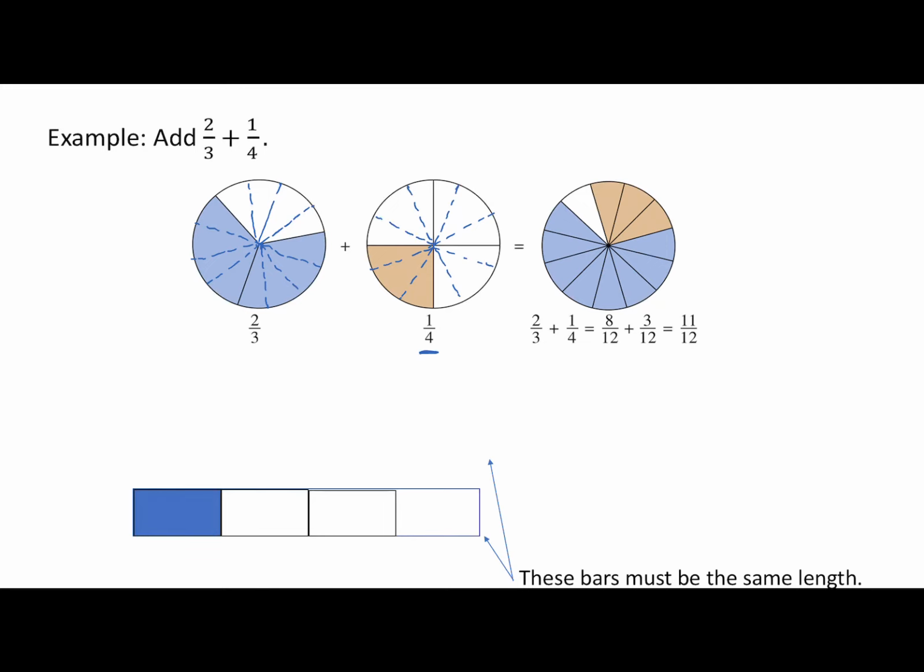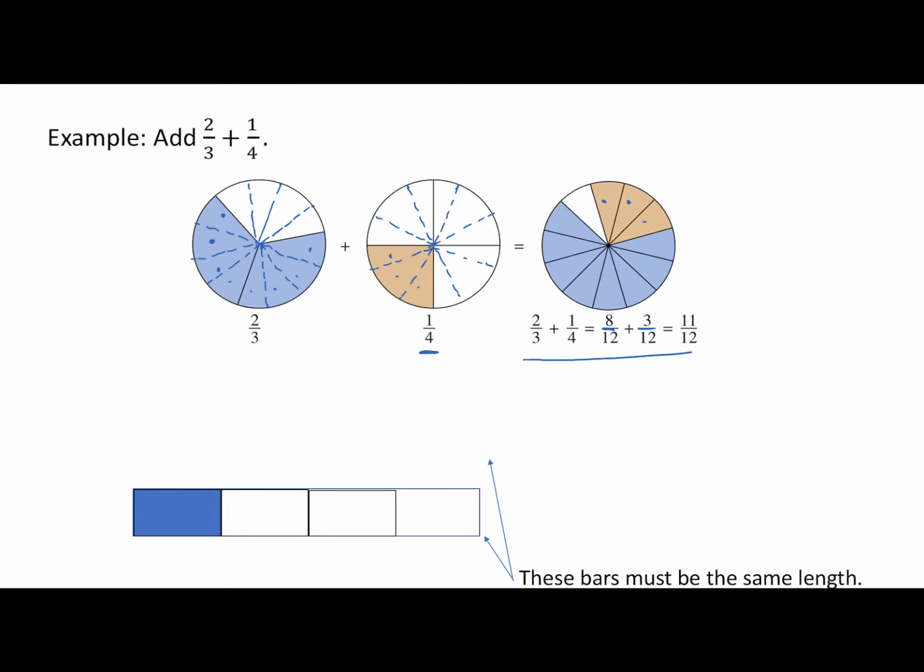Okay, now when I look at these, when I go to shade the total circle with both the blue and the yellow shading, I'm going to shade 1, 2, 3, 4, 5, 6, 7, 8 blue pieces and 1, 2, 3 yellow pieces. And that gives me a total of, so 8 and 3 here, a total of 11 twelfths now.